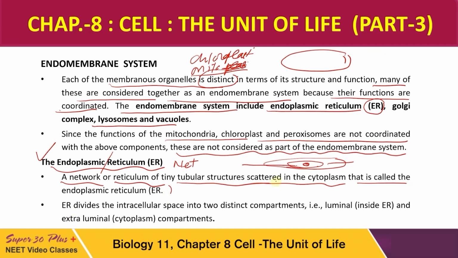And ER, you see, if this is a cell, let this be the endoplasmic reticulum, a tubular structure. So it has divided the cell into two parts. ER divides the intracellular space into two distinct compartments, the inside of the endoplasmic reticulum, known as luminal, and the outside, known as extraluminal. The compartments are important and are because of the endoplasmic reticulum. Endoplasmic reticulum gives compartments in the cell, right?